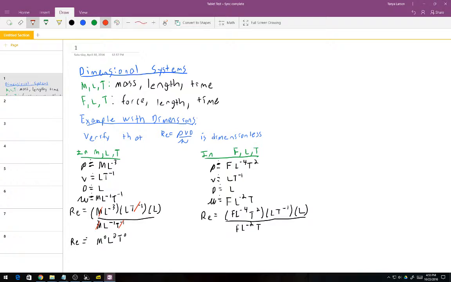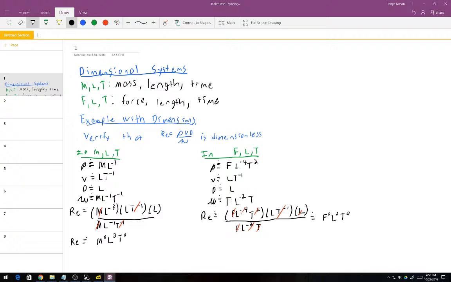And then if we start canceling things out, F here and F here are going to cancel out. This becomes T squared, and T to the negative 1 becomes T to the positive 1, and then T to the positive 1 here, these will cancel out. And then L to the negative 4, L to the negative 3, L to the negative 2, over L to the negative 2, and these cancel out as well. So I am left with the result that the Reynolds number is dimensionally equivalent to F to the 0, L to the 0, and T to the 0.